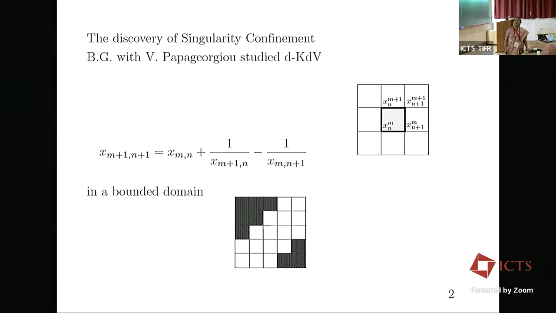The discovery of singularity confinement, originally proposed by Vasil Grammaticos and Papageorgiou, they studied only the discrete KdV equation over a small unit. See, look at that. See this m and n axis; for your convenience, you can exchange vertically or horizontally. Okay. So in this particular square, here this is x, m plus 1, m; the m axis we have taken along the vertical line and n along the horizontal line. One particular form of the discrete KdV equation is this.